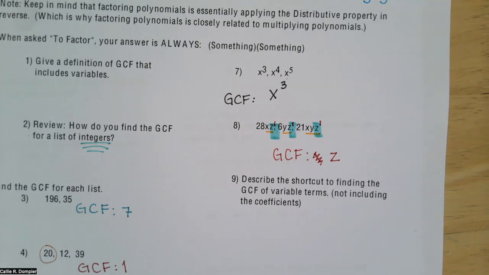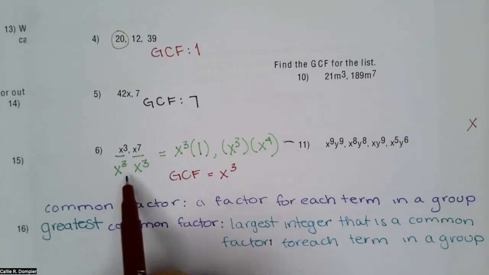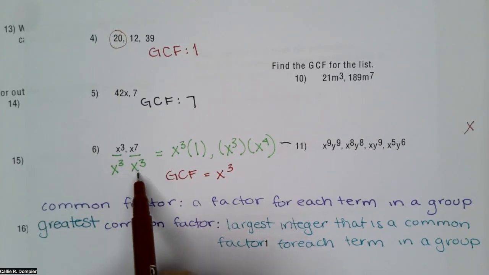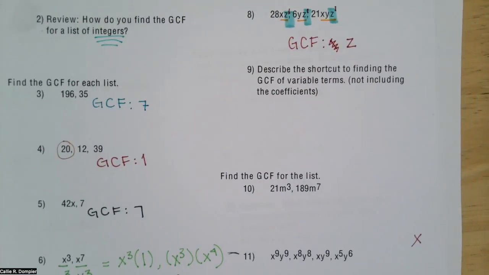Okay. The shortcut to finding the greatest common factor of variable terms. If you're not looking at the coefficient, the smallest exponent of the common term will be your greatest common factor. That's how I would describe that shortcut.